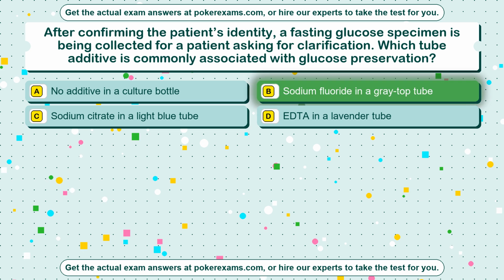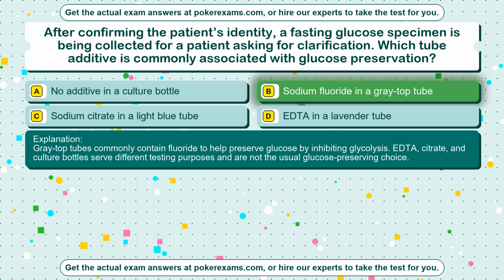The correct answer is option B. Sodium fluoride in a gray top tube. Gray top tubes commonly contain fluoride to help preserve glucose by inhibiting glycolysis. EDTA, citrate, and culture bottles serve different testing purposes and are not the usual glucose-preserving choice.